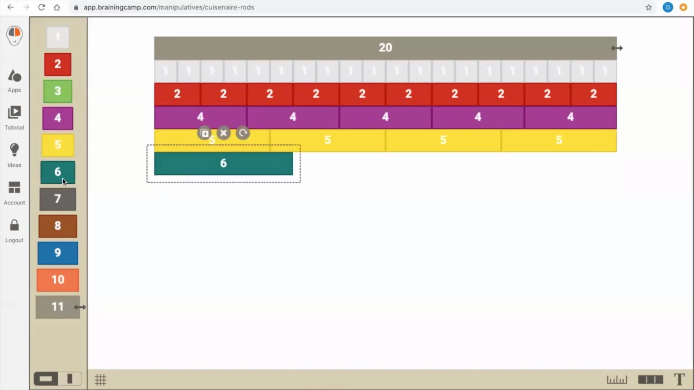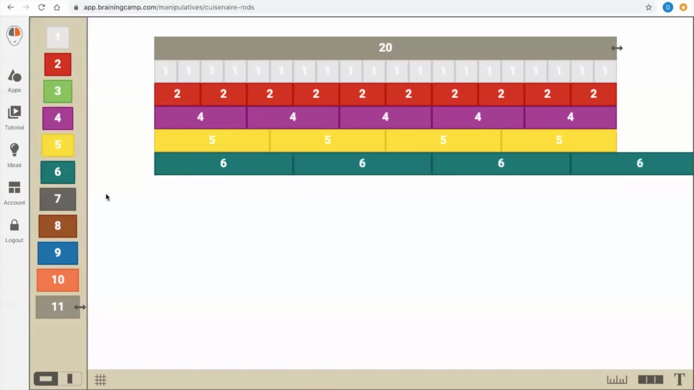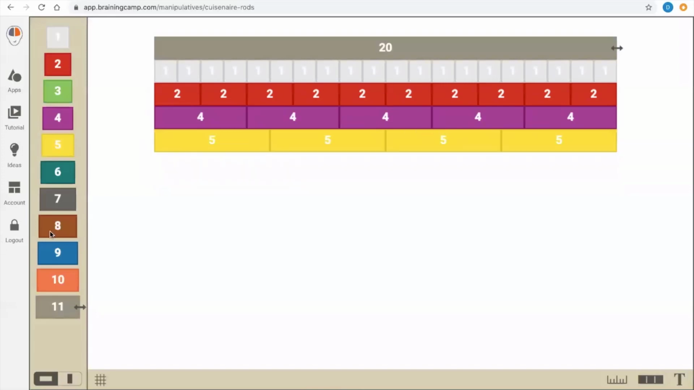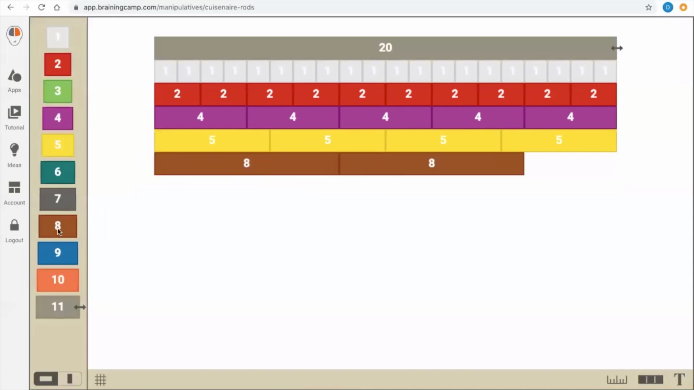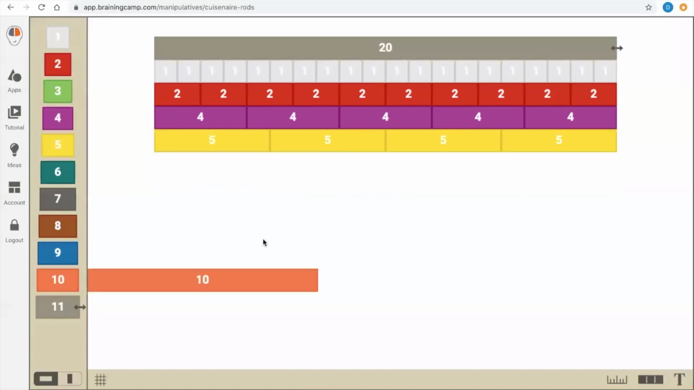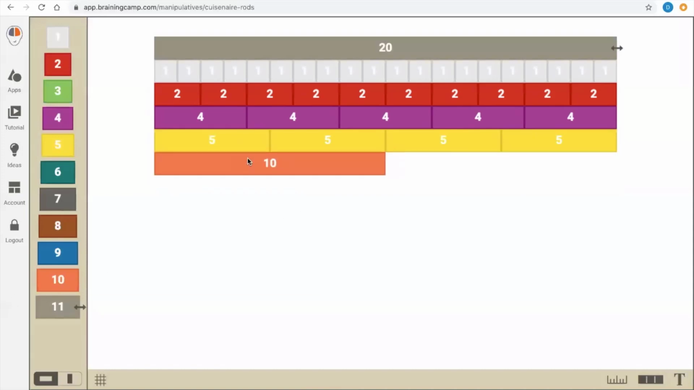6s, if we add, well, 6s are too big. 6 is not a factor of 20. If we try 7 or 8 here, let's try 8, I guess. And 8 is also not a factor of 20. Let's try 10, shall we? Okay, so we got 1 10 and 2 10s fits perfectly under 20.